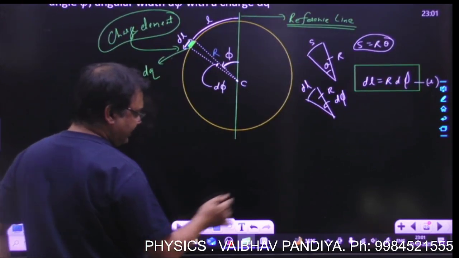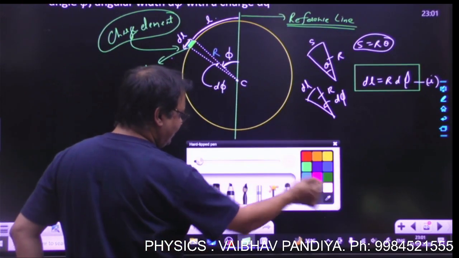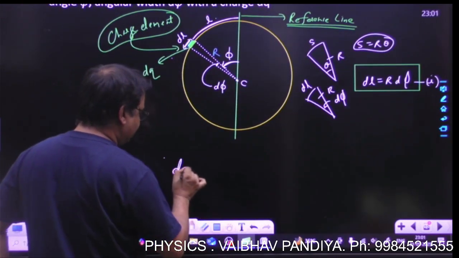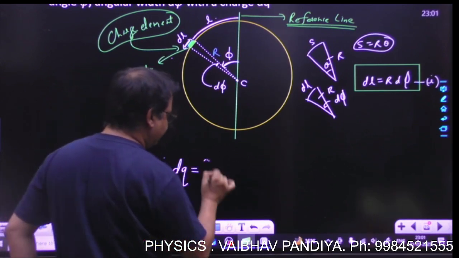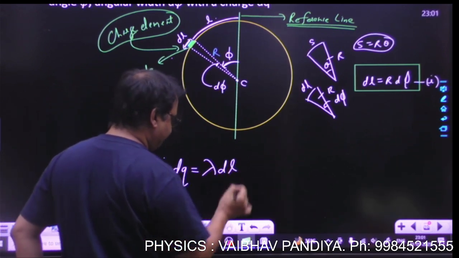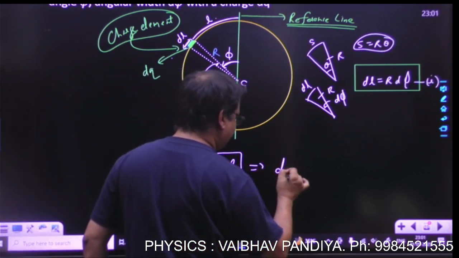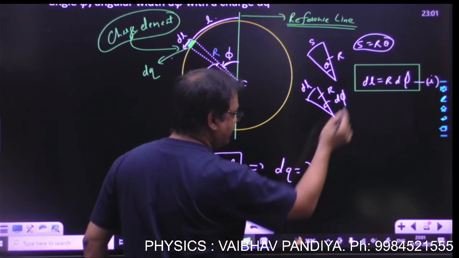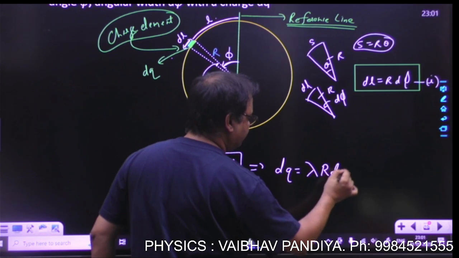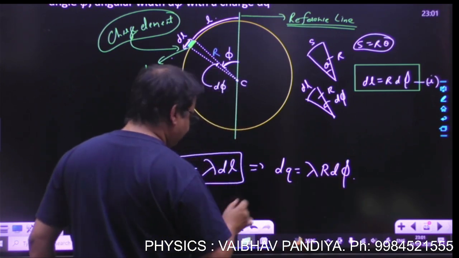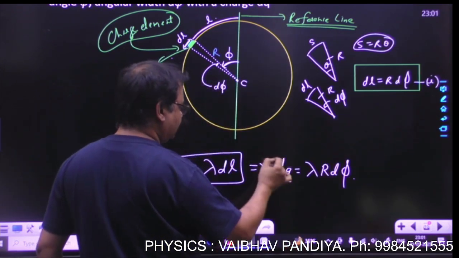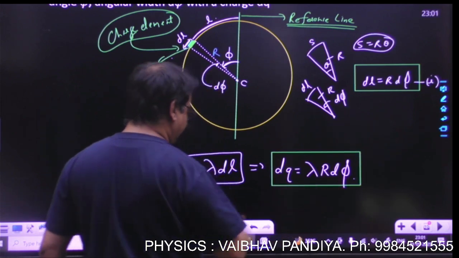The charge on this element, so from the basics of the linear charge density, the charge on this element dq can be written as what? Lambda dl. So dq will be lambda dl, and you can also write dq as what? Lambda, and instead of dl we can write what? R d phi. So this is the value of the infinitesimal charge on this element.